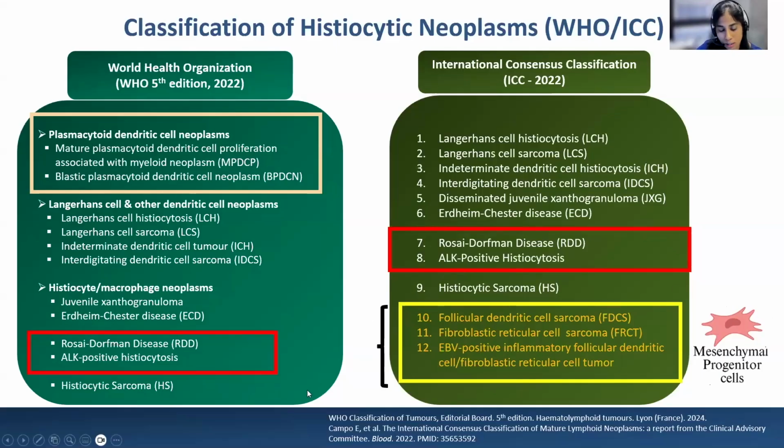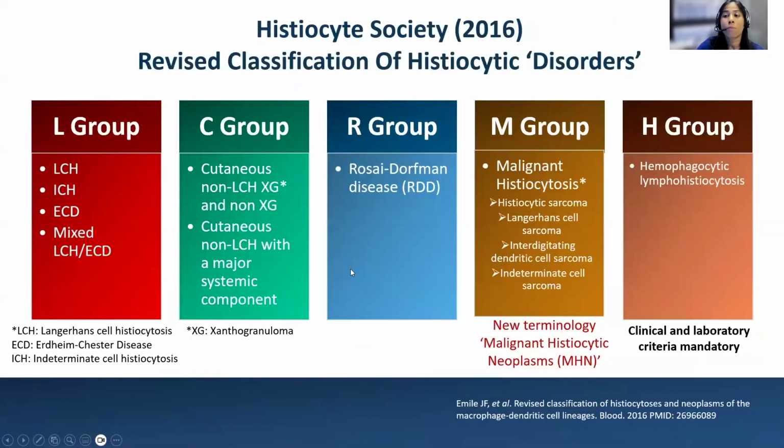For this reason, the WHO has excluded this entity from the histiocytic classification category and has moved it to stromal neoplasms, whereas the ICC retains them under the histiocytic umbrella. The most comprehensive classification to date is the revised Histiocyte Society classification from 2016, which divides these several different categories of histiocytosis into 5 different buckets.